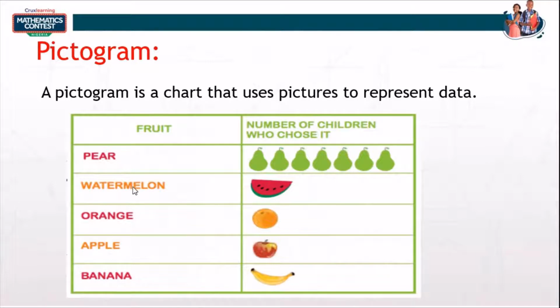Okay, for watermelon 1 child, for orange 1 child, for apple 1 child, for banana, 1 child. Is that clear? So this is pictogram, using pictures to represent your data. Okay, so we'll proceed. Bar chart.